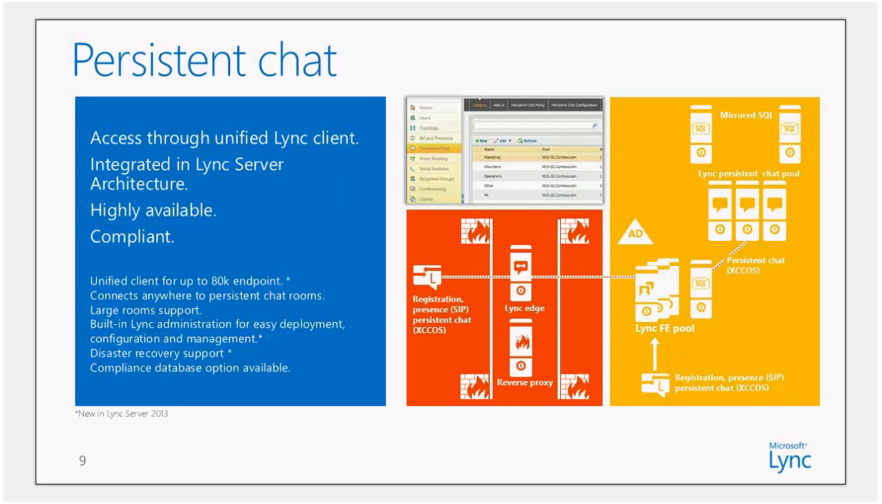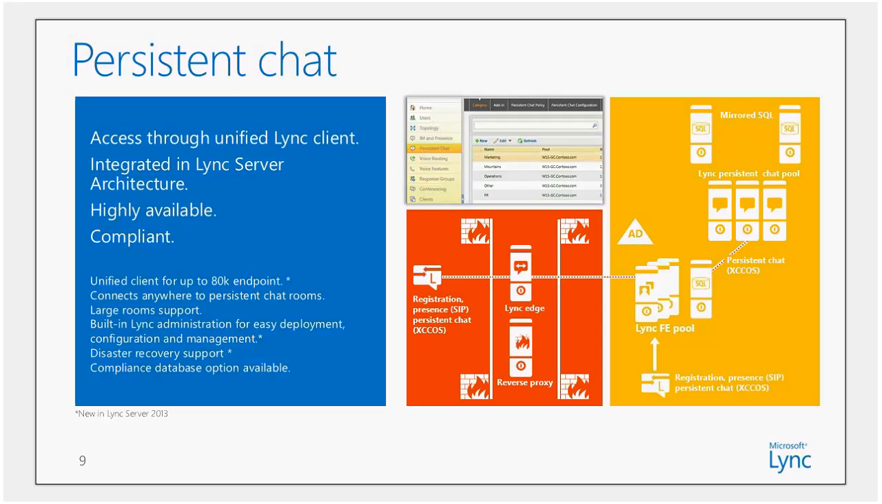So in 2013, one of the big improvements we've made, now this has existed for a while, but in previous versions it required a separate desktop client in order to access those rooms. Didn't make it very practical because we're trying to eliminate the number of applications a user has to have open at any given time, not increase them. So it wasn't widely used. We fixed that in 2013, and it's now one client, the same Lync client you use for your IM, voice and video, connects to your persistent chat rooms.